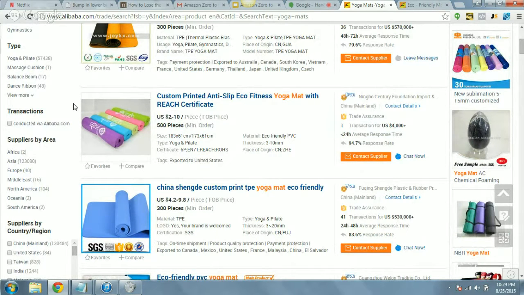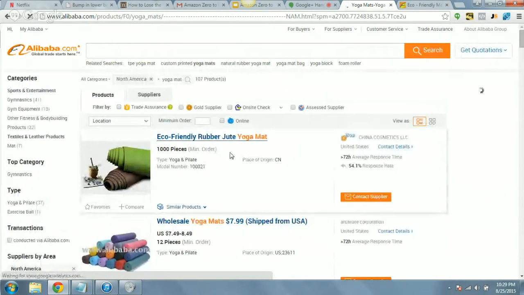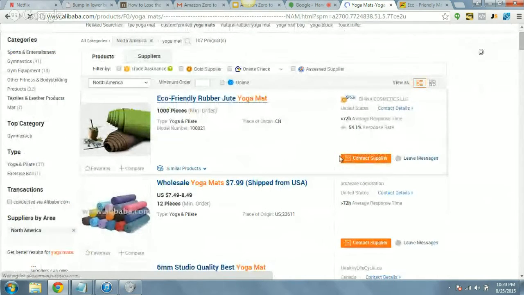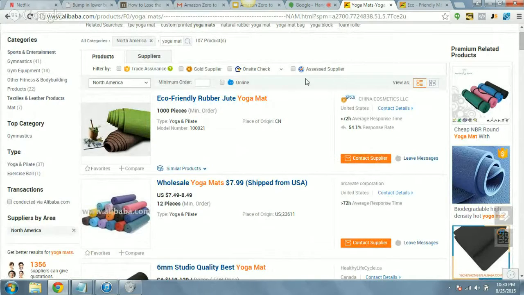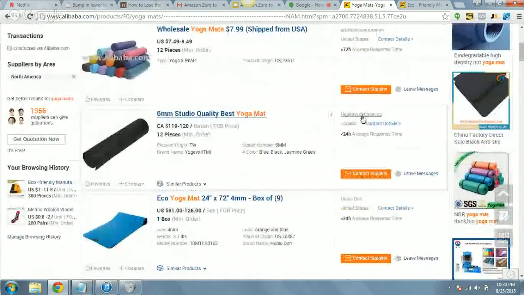Exactly. And a lot of people don't look at Alibaba for U.S. suppliers or North America suppliers, but you can. You can segment by area, and you can go to North America, and you can look to see who is in the U.S. or who has a representative in the U.S. Because some of these are just a third party. So, for example, this person right here, they're in Canada. However, it doesn't look like they have any type of gold star or something like that.